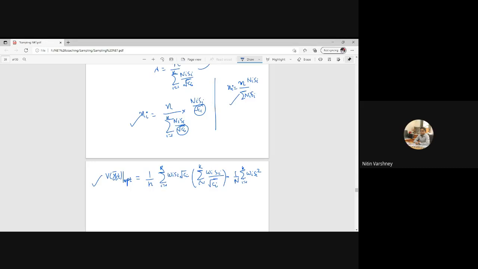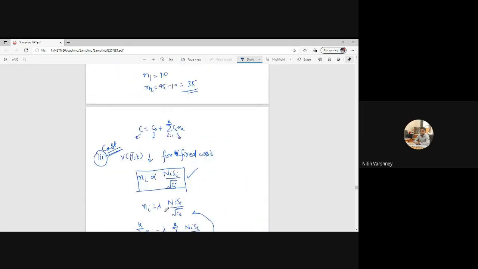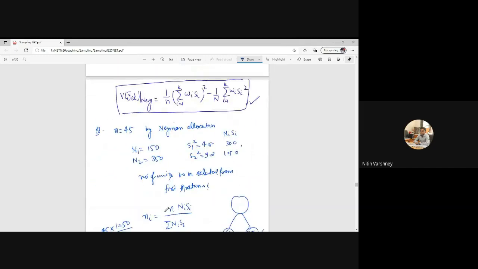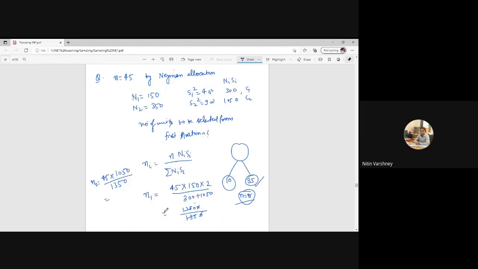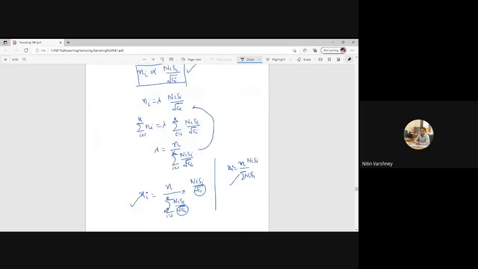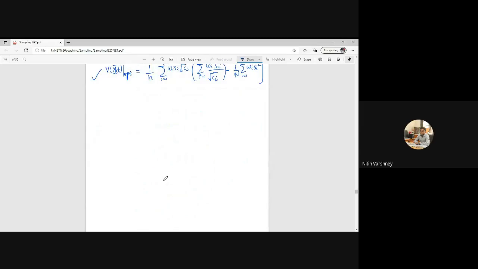Now with this we have completed our allocations, and I told you which type of question can come in the examination. Like this question, they can give the cost also for each stratum. So the costs C1, C2 are also given, and they can ask for N1, N2 likewise.